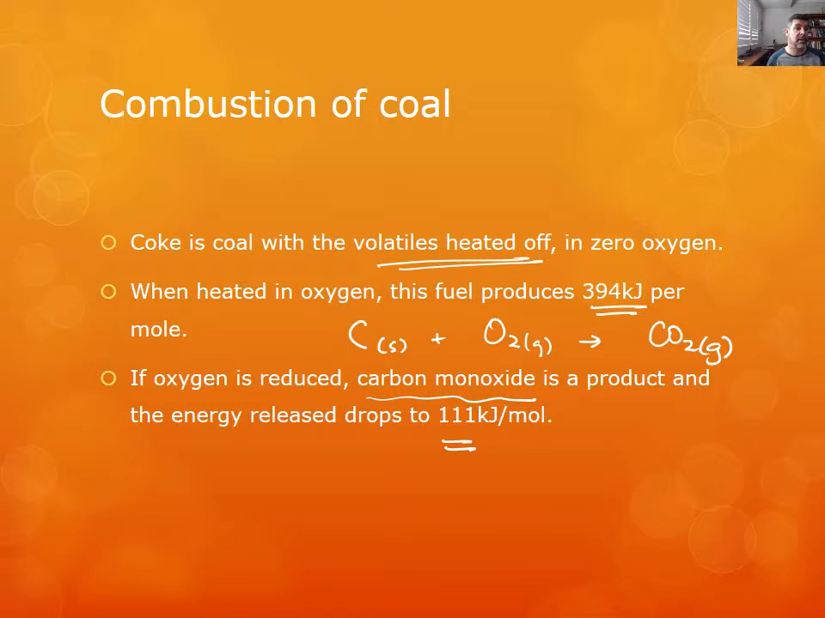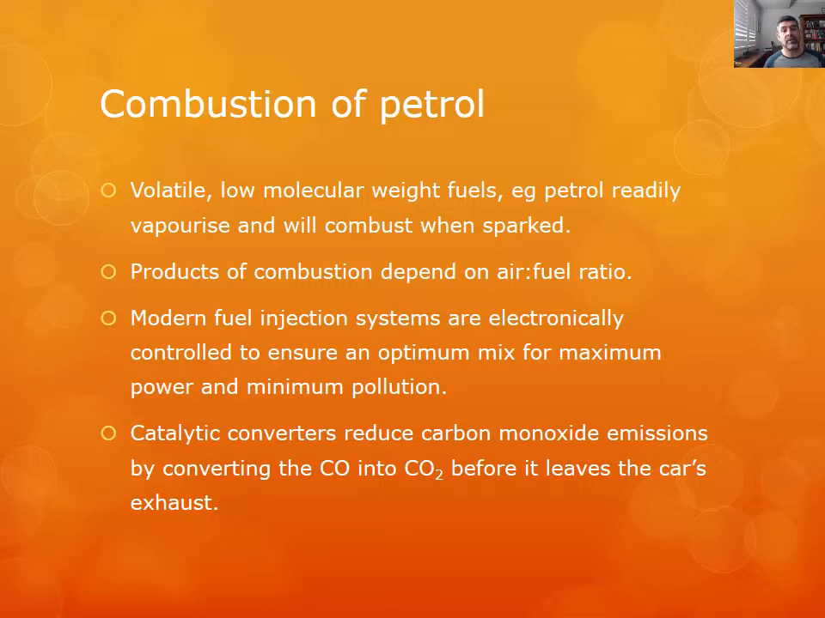And you'll have noticed this with the Bunsen burners as well. When the oxygen levels are lower, the flame is not as hot. That orange flame is not as hot as the blue flame, which is what you get on higher oxygen levels. And the same thing is true when we burn coal. Petrol also is something that's commonly combusted. It's very volatile, and a lot of the hydrocarbons that are used for combustion are low molecular weights. Even petrol is usually an octane, so a carbon 8. And they readily vaporize, and as we know, they combust when they are sparked.